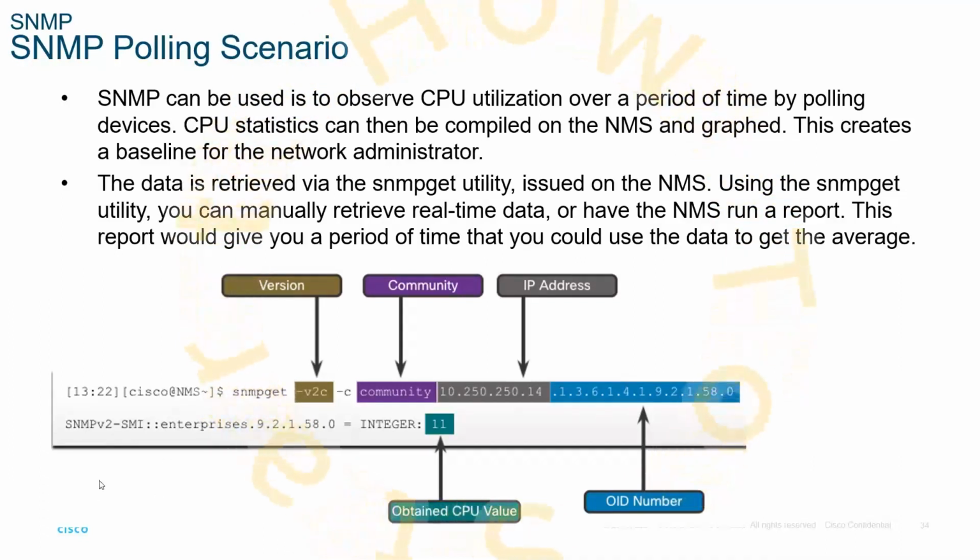We have an SNMP GET request. We have our version. We have our community. We have an address. And we have the appropriate OID number. And again, we're assuming that we know what that OID number is, and I'm going to explain that in one second. The return will actually be an integer, and that will be a CPU value.